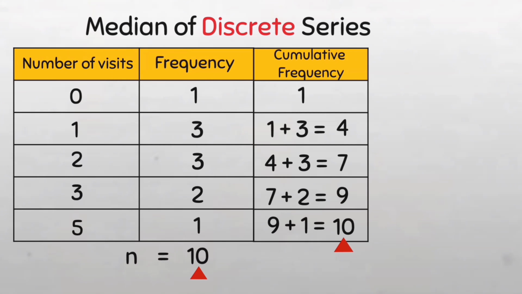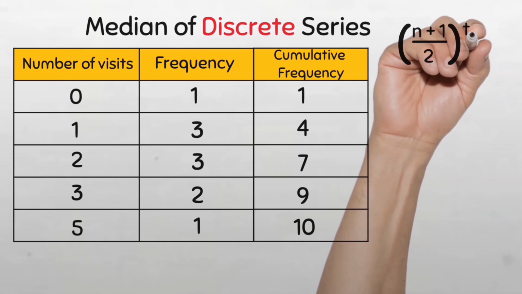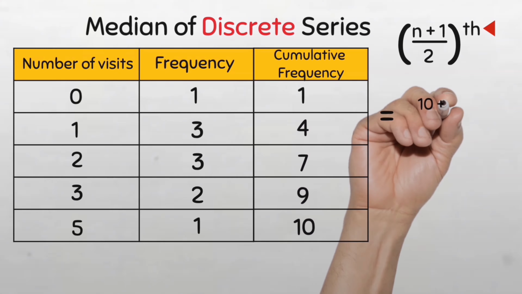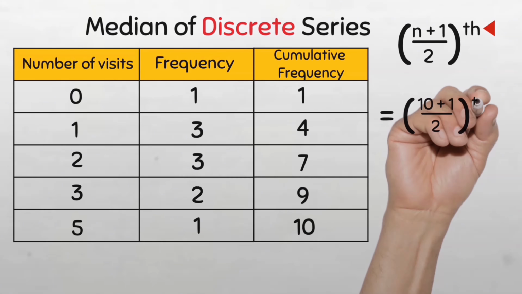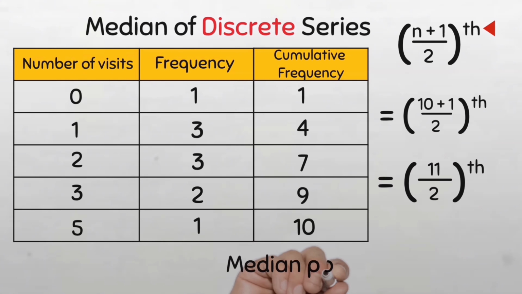And when we add all the frequencies, we confirm the information that we have in the question that says we have 10 children, right? Remember, the question says we have 10 children. So our n is 10. Great. The formula for locating the median position is n plus 1 divided by 2. Notice the th here because the formula just gives us the position. So the median position is 10 plus 1 divided by 2. That's 11 divided by 2, giving us the 5.5th position.